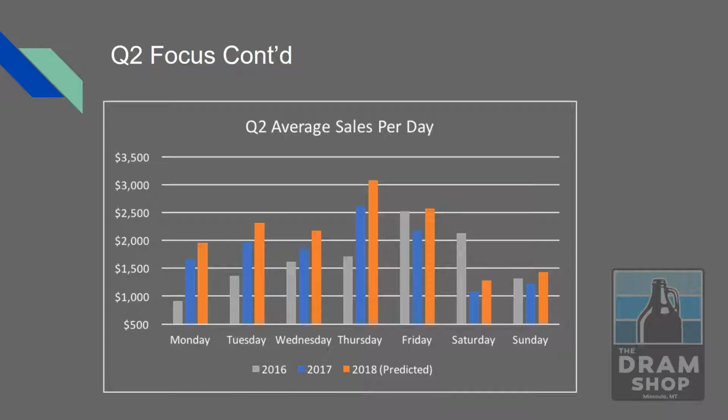For sales per day, Thursday, Friday, and Saturday continued the trend of generally being the most popular days. Here in quarter 2, however, we saw Tuesday and Wednesday show a spike in popularity. However, in a general sense, Thursday, Friday, and Saturday remained the most popular days, as in years past.